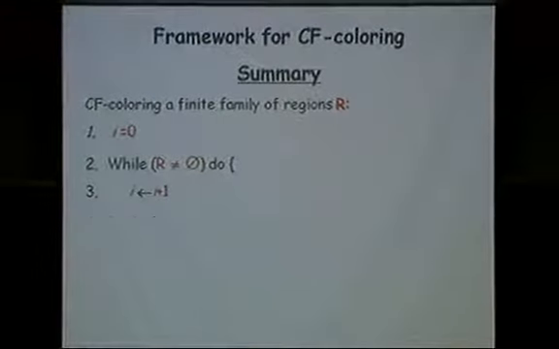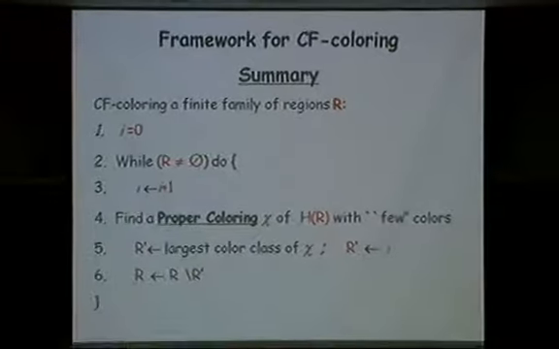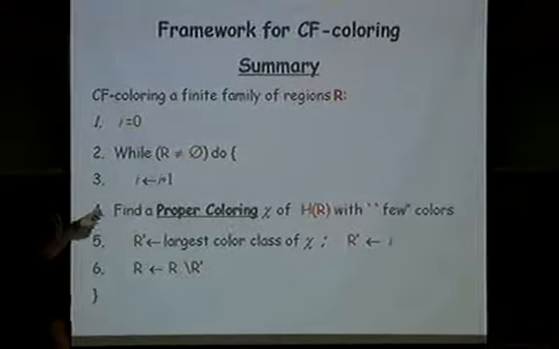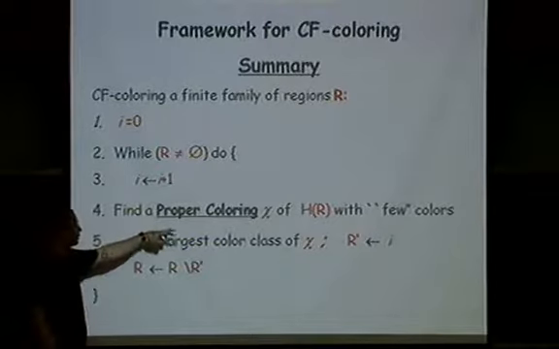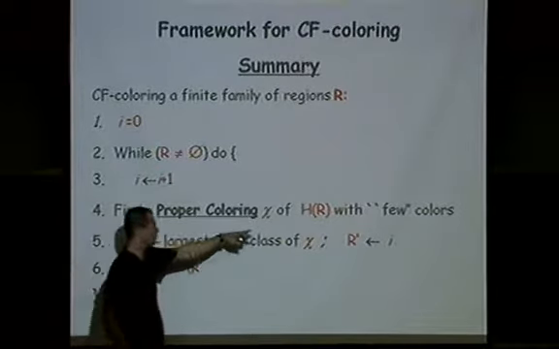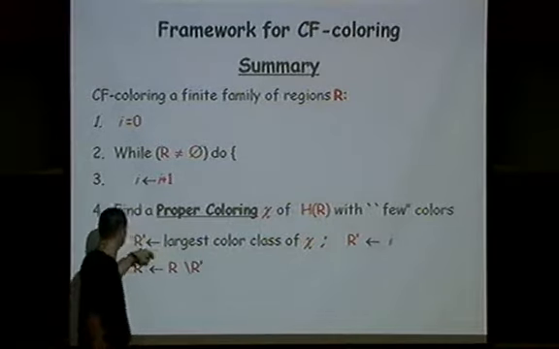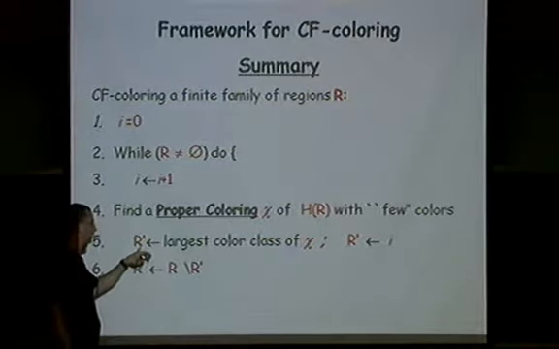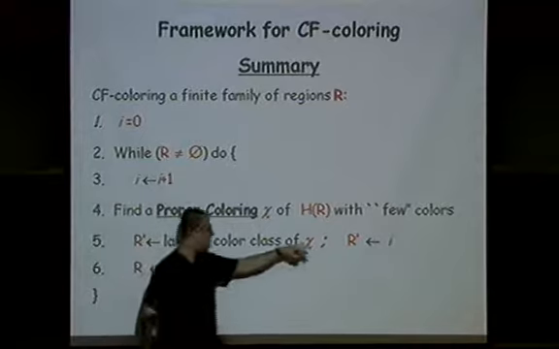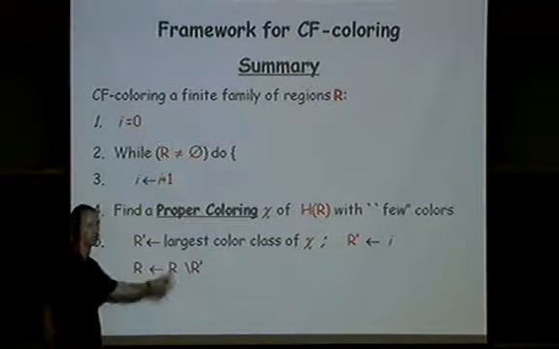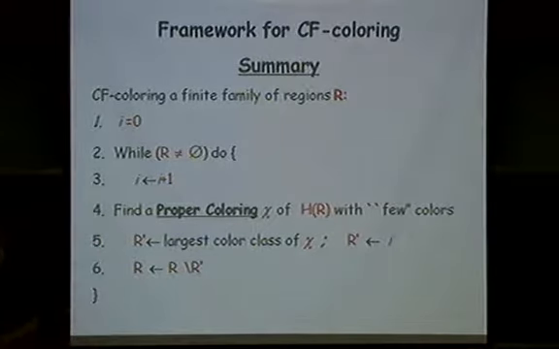So basically, if you have a bunch of shapes in the plane that you want to color, here is the algorithm, the construction. As long as the set of shapes is not empty, you find a proper coloring of whatever remains of the hypergraph. You take the largest color class and color it with color I, and then increase I by 1 and recurse on the remaining set.